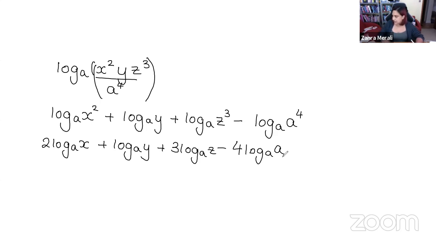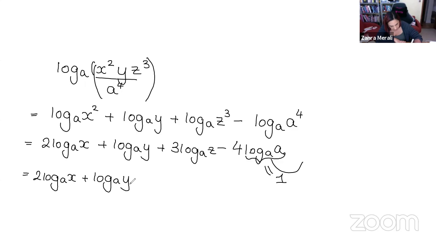And we know that log a a must be the same as what? So a to the power of something gives you itself. So all of this has to equal 1, because a to the power of 1 is a. So then our final answer would be 2 log a x plus log a y plus 3 log a z minus 4. So we can take something that looks horrible to open out, but actually is okay.